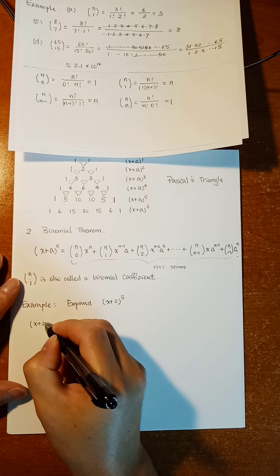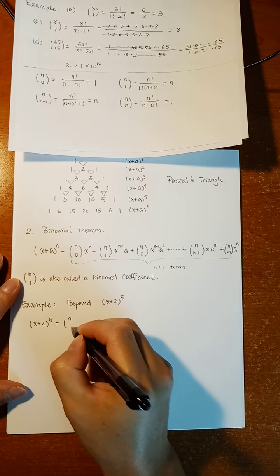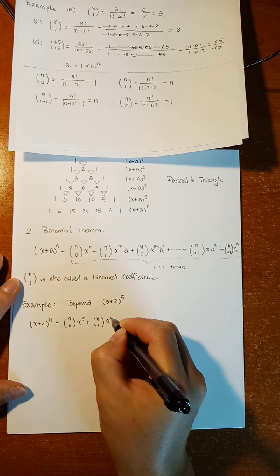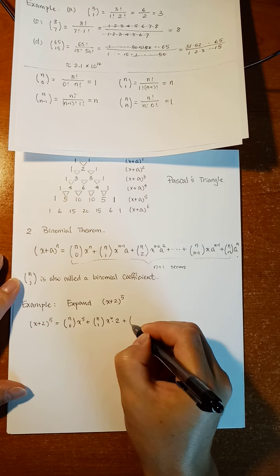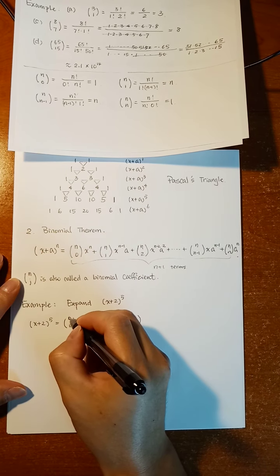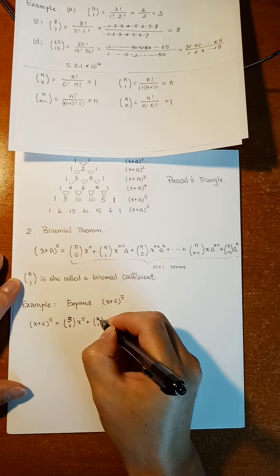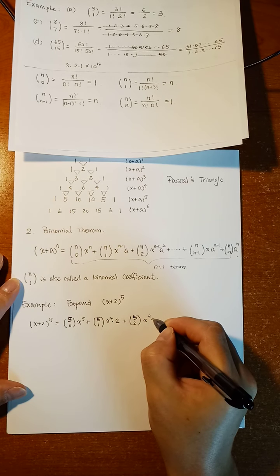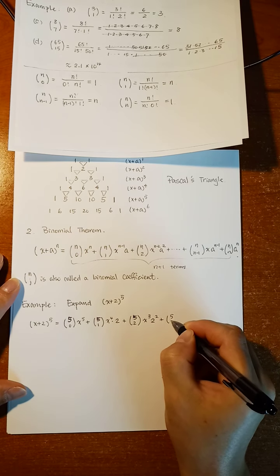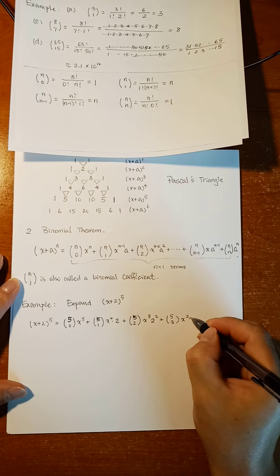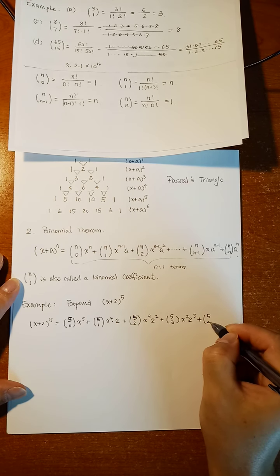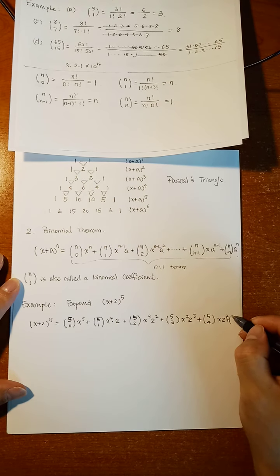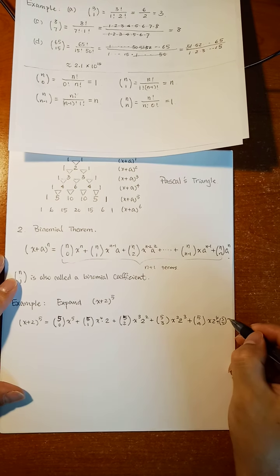By the binomial theorem, n choose 0, x to the 5th, n choose 1, x to the 4th, a is 2, n choose 2, x cubed, 2 squared, 5 choose 3, x squared, 2 cubed, 5 choose 4, x, 2 to the 4th power, and 5 choose 5, 2 to the 5th power. Here n is 5.